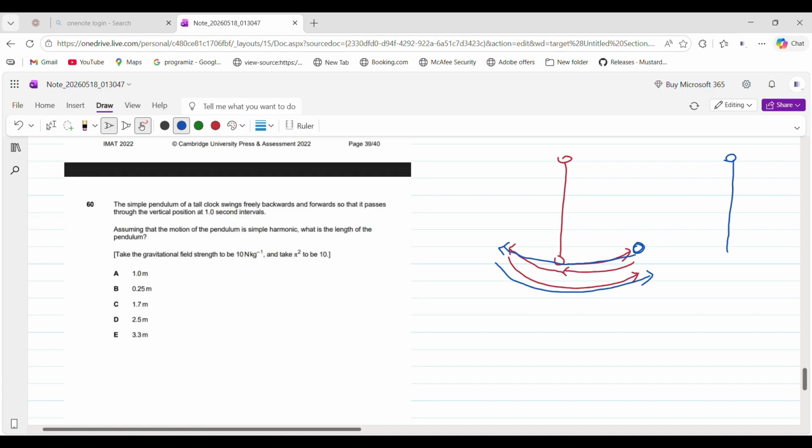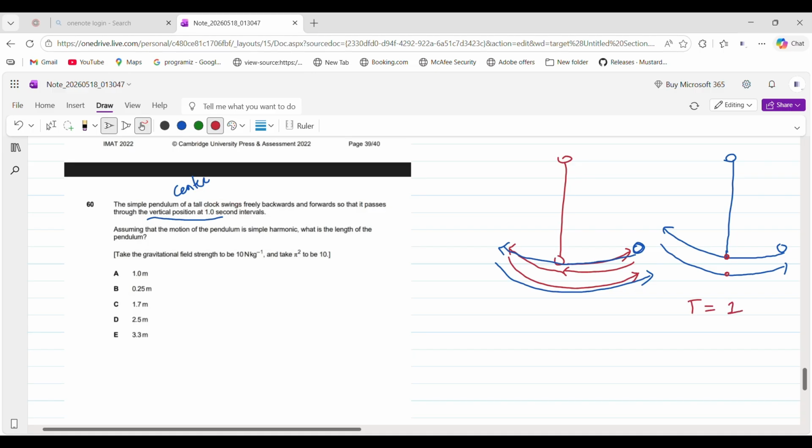Let me make its figure again in order to explain. My ball is here, my clock is here, it will go here. In order to complete its one cycle, it has to come back to its original position. Vertical position means center, and you need to know this. How many times has it come to the vertical position, the center? It has come 2 times, at 1.0 second.